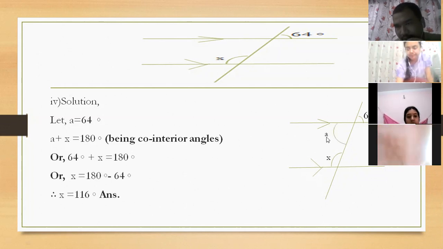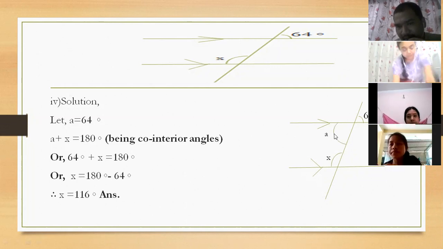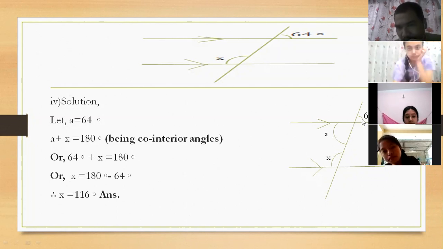Look in this figure. In this figure, you can see clearly. This angle I have supposed a. Why does this a become 64 degrees? Do you know?